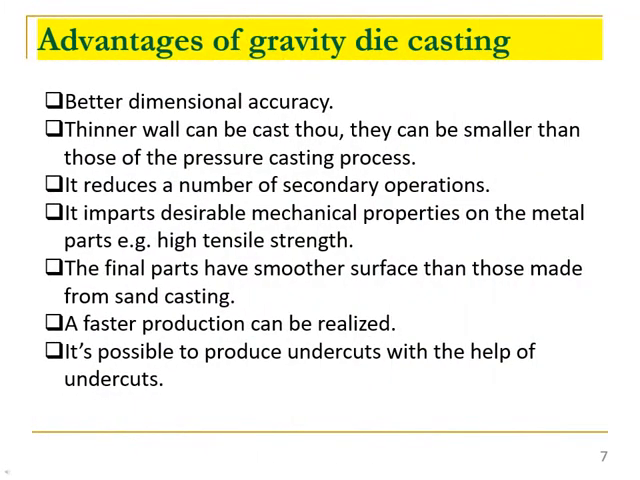The main advantages of this manufacturing technique include the following. Better dimensional accuracy. Thinner walls can be cast, though they can be smaller than those of the pressure casting process. It reduces the number of secondary operations. It imparts desirable mechanical properties on the metal parts, for example, high tensile strength. The final parts have a smoother surface than those made from sand casting. A faster production can be realized. It is possible to produce undercuts with the help of cores.